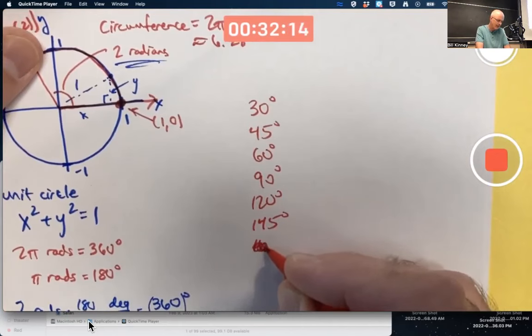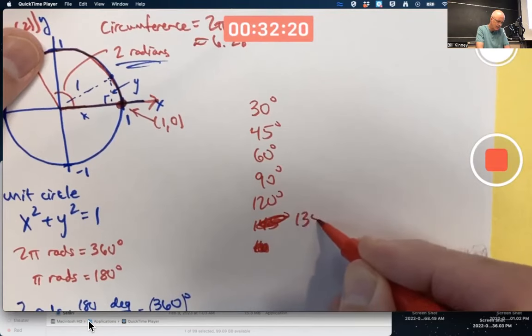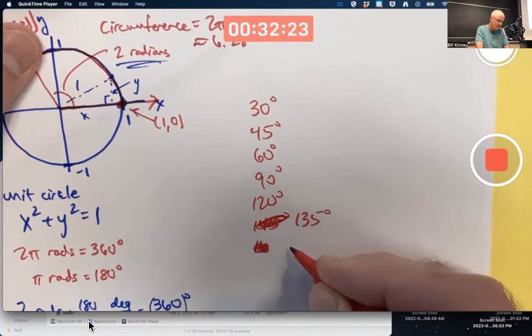Oh, no, I meant something different here. 135 degrees, 150 degrees, 180 degrees.